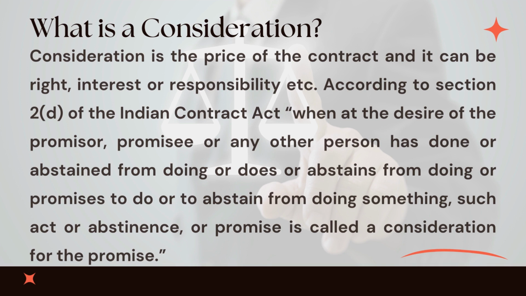So, the price of the contract is known as consideration, because we know if there is no consideration, there is no contract. According to Section 2(d) of the Indian Contract Act 1872, when at the desire of the promisor, the promisee or any other person has done or abstained from doing, or does or abstains from doing, or promises to do or to abstain from doing something, such act or abstinence or promise is called a consideration for the promise. So, if a promisor is asking to do something or not to do something and paying a price for the same, that is part of consideration.